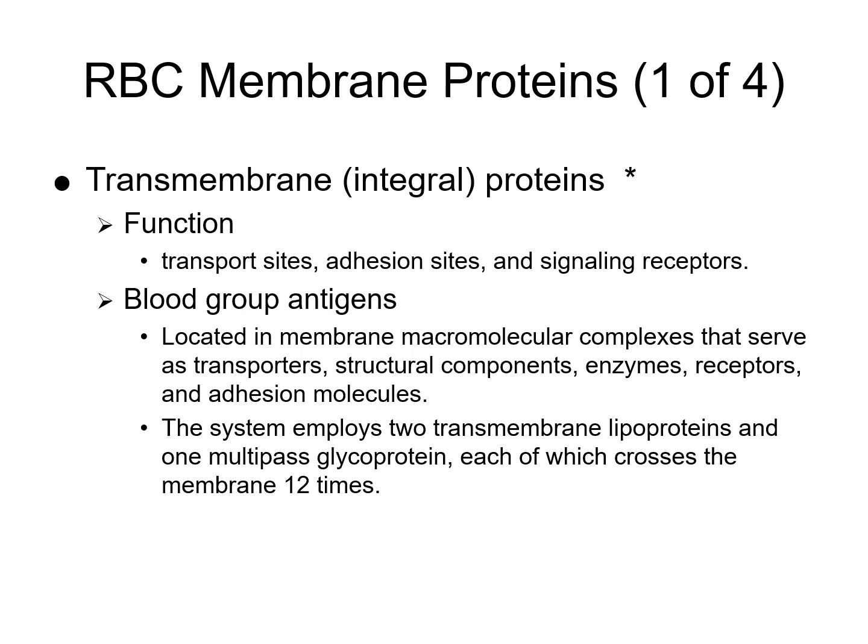Some structural characteristics. Integral proteins are part of a large membrane macromolecule complex. These complexes function as transporters, structural components, enzymes, receptors, and adhesion molecules. The system involves 2 transmembrane lipoproteins and 1 multipass glycoprotein. Each of these proteins crosses the membrane 12 times, forming complex structures which are needed for red blood cell function.